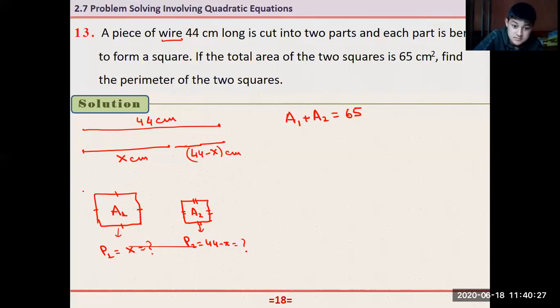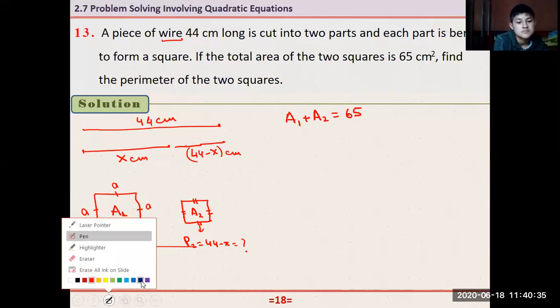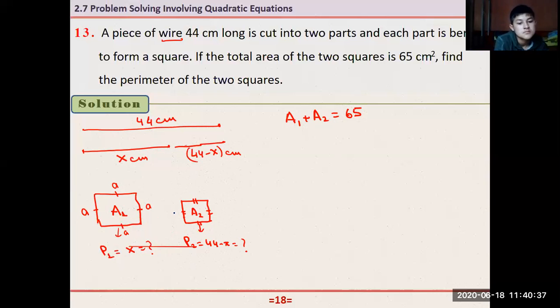Okay. And let's say the side of the square is a. So this is a, this is a, this is a, and this is a. And also the side of the second square, let's say this is b, this is b, this is b, and this is b. Okay. Question for you. What is a in terms of x?